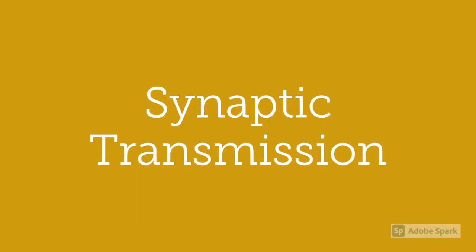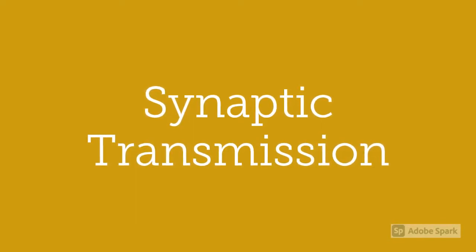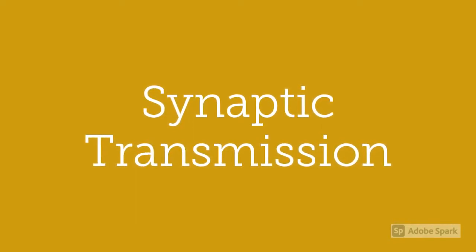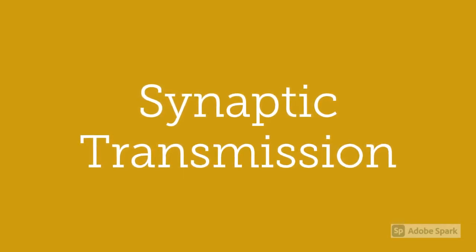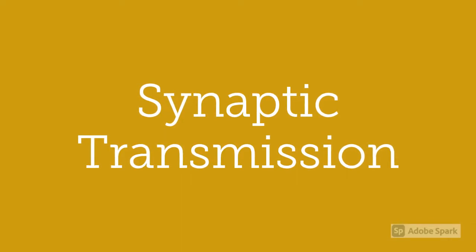Synaptic transmission is the process through which neurotransmitters are released by one neuron across the synaptic gap and affect surrounding neurons by attaching to receptor sites on their dendrites.